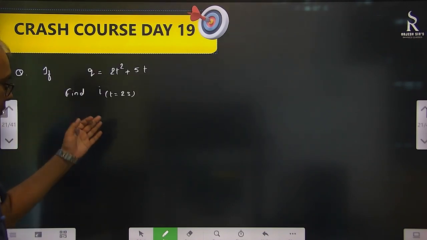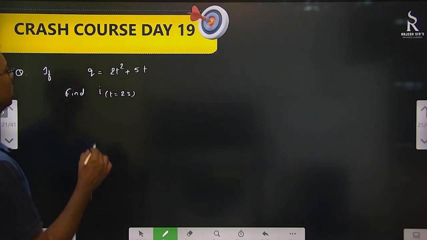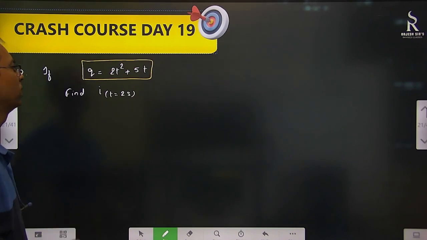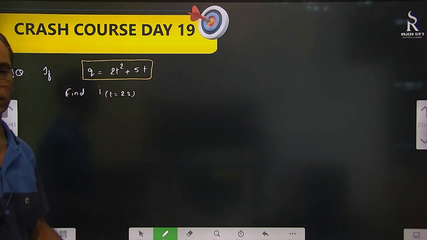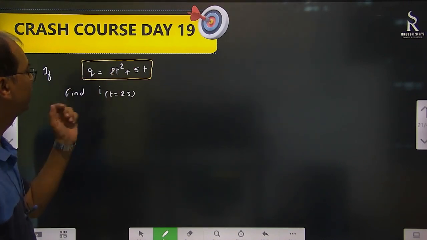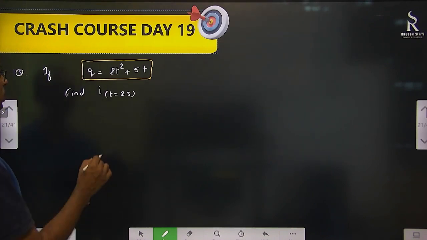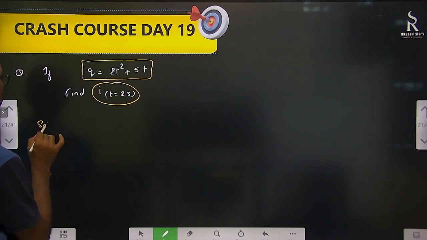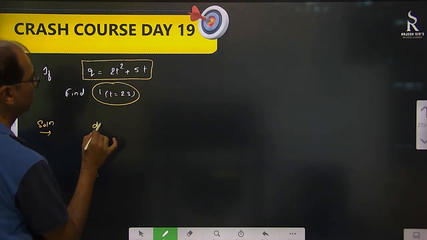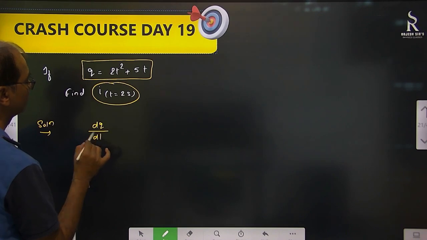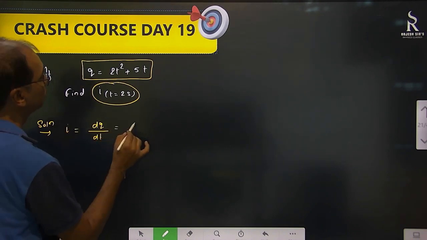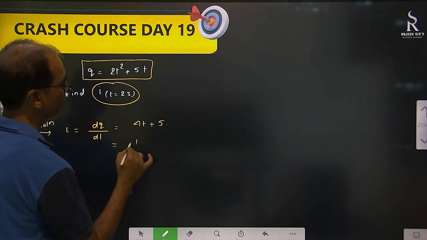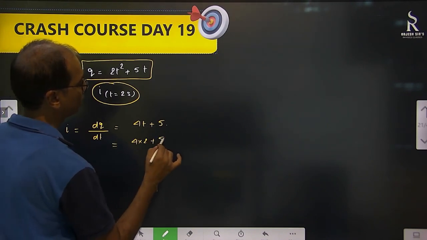There is a question. This is given as instantaneous. If q is a function of time, the instantaneous value is given because q is changing with t. What is he asking? Find I at t equal to 2 seconds. So what to do? This is also instantaneous, which means we have to find dq by dt. Very simple question. This is 4t plus 5. Keep t equal to 2, that is 4 into 2 plus 5, that is 13 ampere.